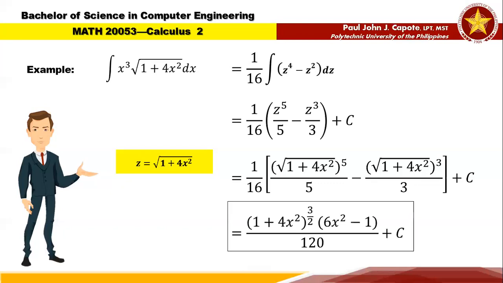Simplifying further, we get the final answer. And so the integral of x cubed times the square root of 1 plus 4x squared dx is equal to the quantity 1 plus 4x squared all raised to the power of 3/2 times 6x squared minus 1 all over 120 plus c.